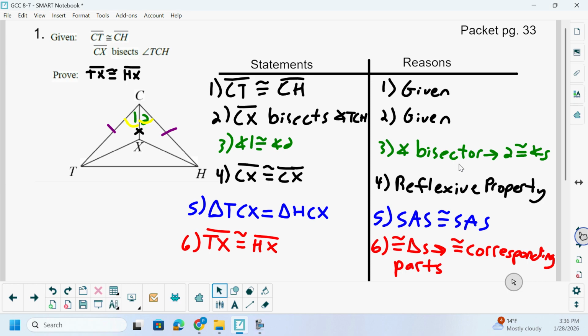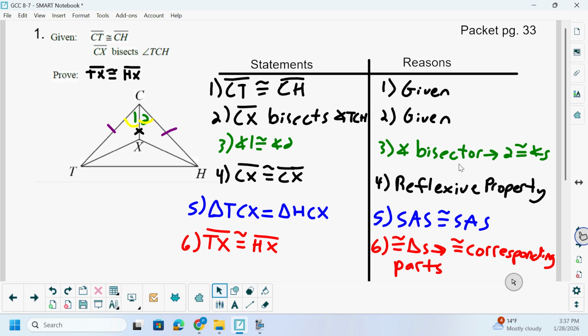All right, so from our givens, we have those purple tick mark segments congruent. We have an angle bisector implies two congruent angles. C is the middle letter, so that's where the two congruent angles should be happening. I labeled those 1 and 2 in my picture and got them congruent. Well, that used up our givens. We've got a reflexive property, so CX is congruent to CX. From there, we've got an angle in between two sides. So you got side-angle-side congruent to side-angle-side. As you named your triangles, the T and the H should be in the same spot, the C's in the same spot, and the X is in the same spot.